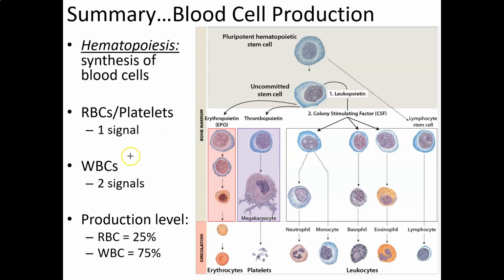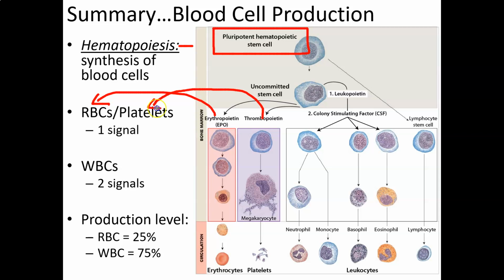So in summary, red blood cell production is called hematopoiesis, or sometimes known as hemopoiesis. We start with the pluripotent hemopoietic stem cell, and it can become any of the different formed elements. The red blood cells and platelets need one signal. The red blood cells need erythropoietin. The platelets, whose scientific name is thrombocytes, need thrombopoietin, while the white blood cells need two signals. They need leukopoietin and then the colony stimulating factor.